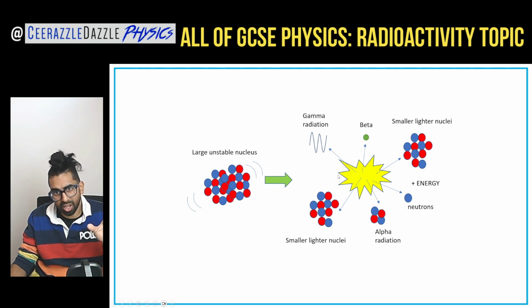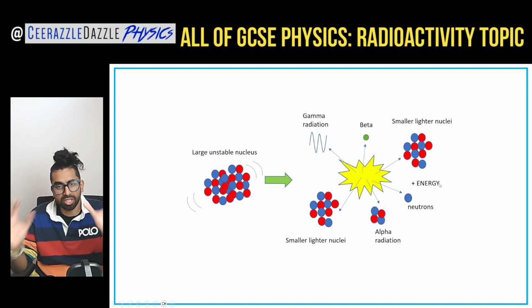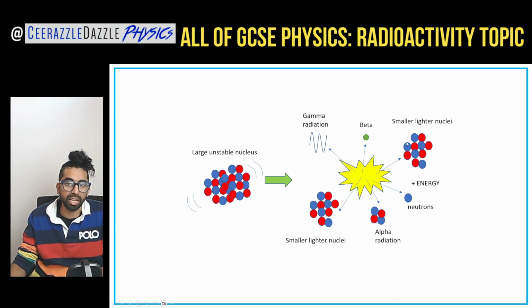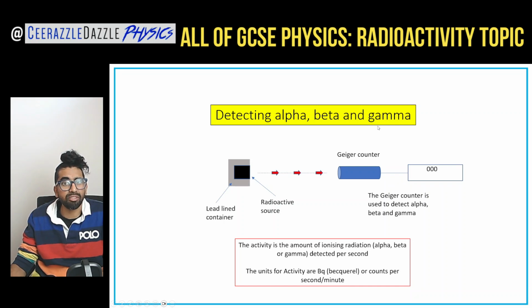Sometimes only one of them, but I've drawn all of them over here. And energy is released in this whole process. So when a decay process happens, we get all of these things possibly coming out. Right, so how would you detect alpha, beta, and gamma?